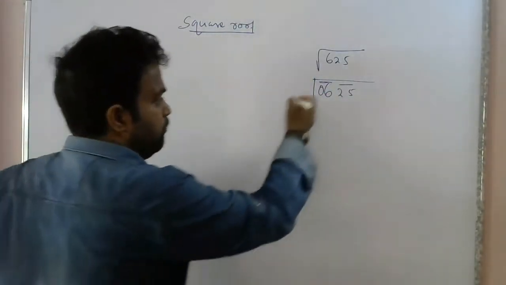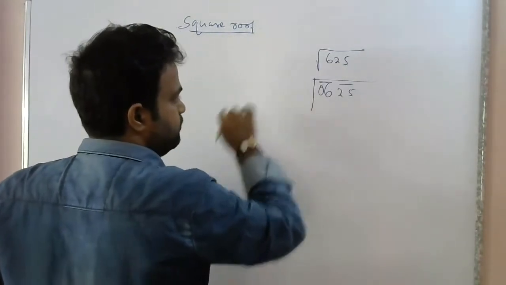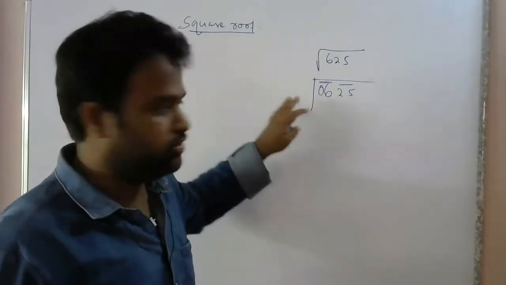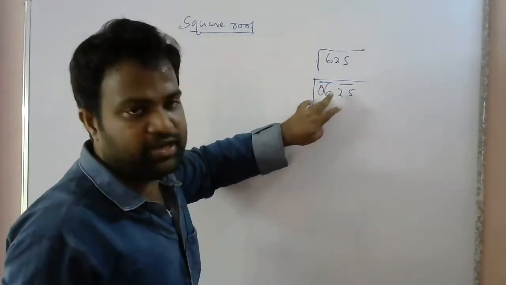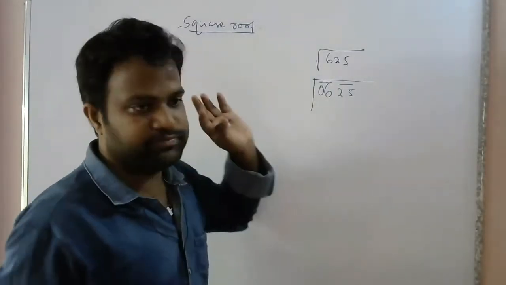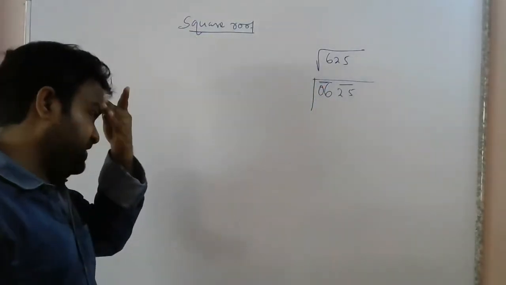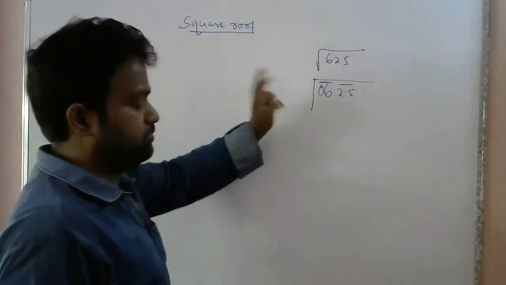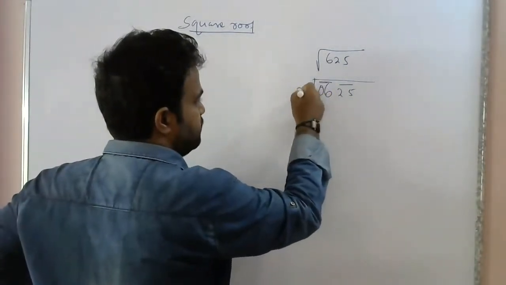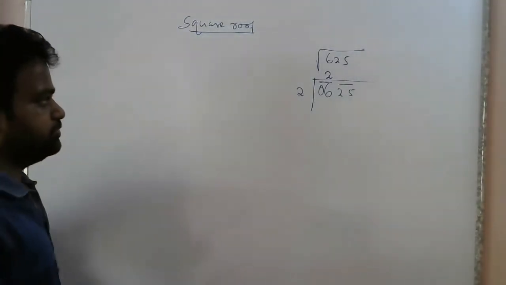Now whatever you write here, the same number you will multiply. So what can be the number? If you write 1, 1 times 1 is 1, very small. 2, 2 times 2 is 4, again less than 6, but let us try with 3. 3 times 3 is 9. 9 is greater than 6. So 3 cannot be. 3 is not possible. So you can write 2, and here also you will write 2 in the quotient.